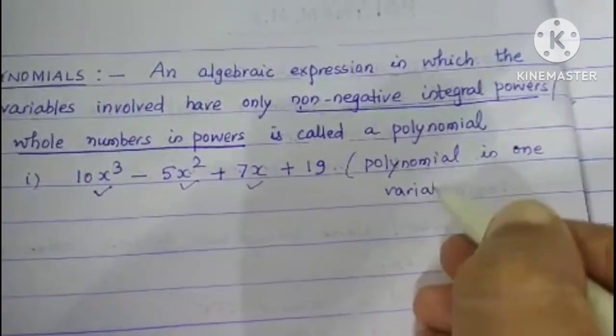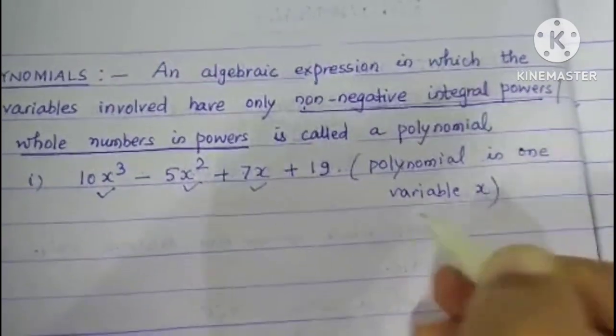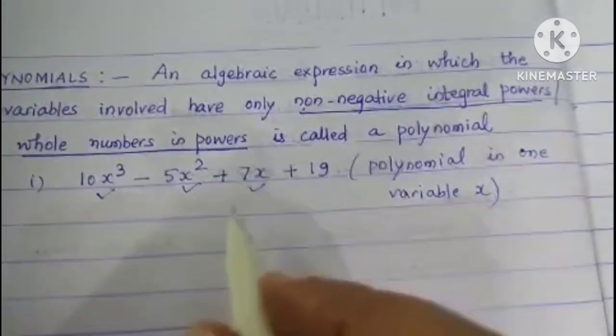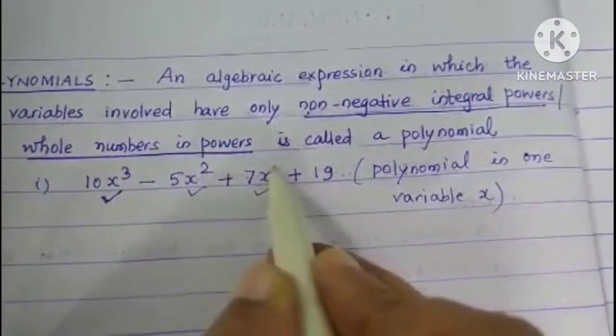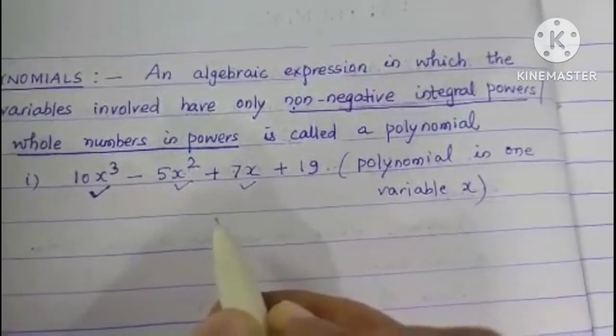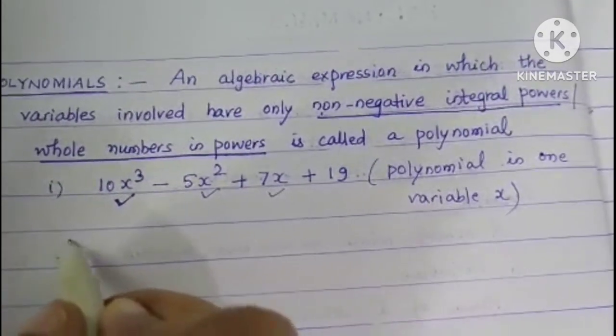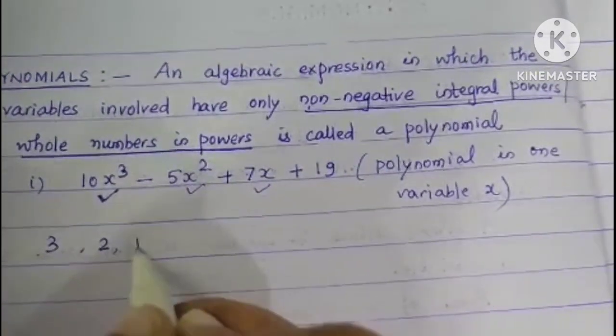And what is that one variable? X. Polynomial in one variable x. This is an example. And that variable is having the power here 3, here 2, here 1. So the powers are 3, 2, 1.